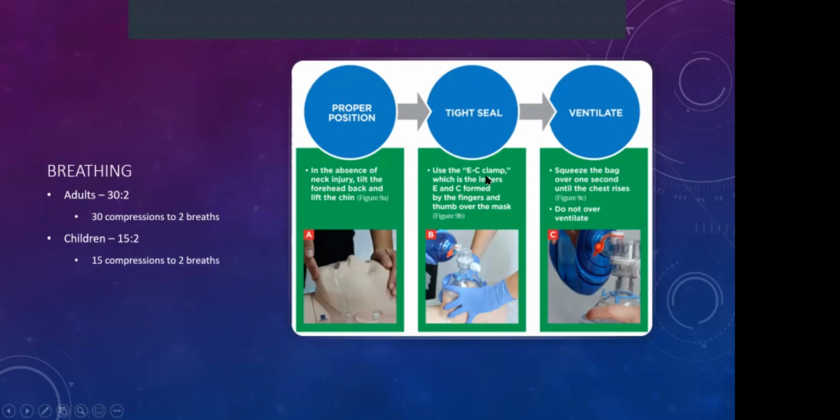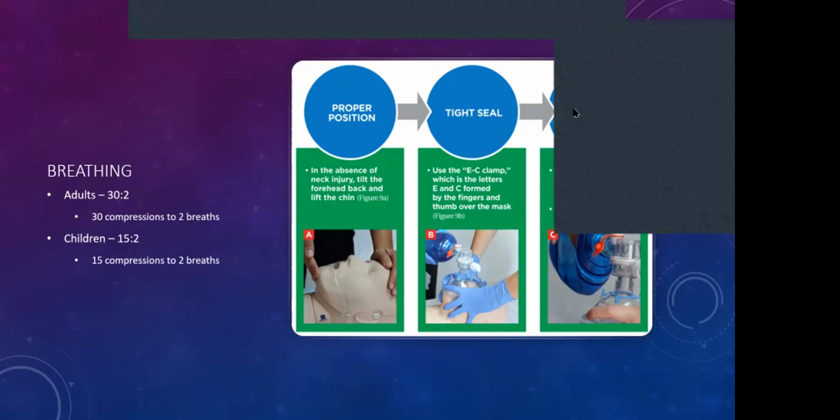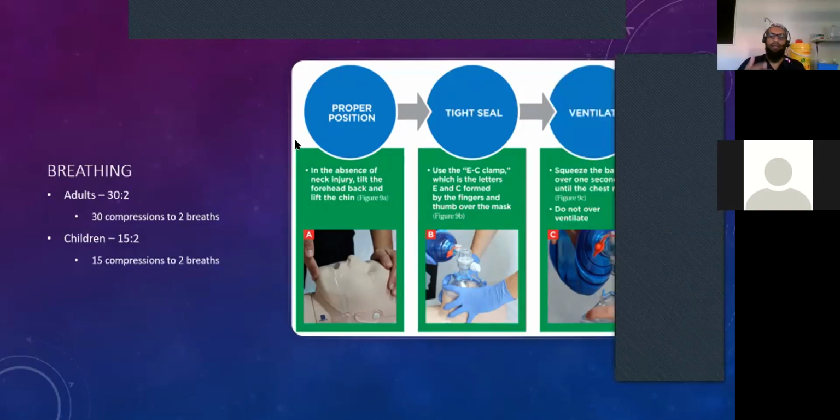So they're using something called the EC clamp. Let me put the video panel on so that you can see. You've got these two fingers that form a C, and these three fingers that form an E. We're putting the E underneath here, so that's going to control the jaw, and you're holding the mask down with the C. It's a bit difficult to do on me because you're normally standing behind the patient. So you've got an E that's lifting, and a C that's pushing down on the mask.